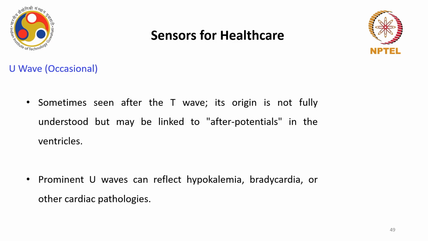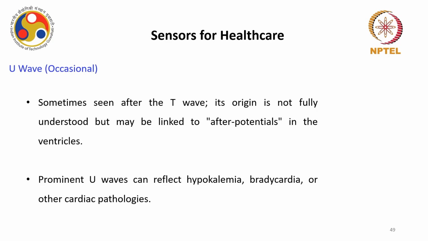Okay. Then you have the U wave, which is occasional. Okay. And sometimes it is seen after the T wave and sometimes it is mixed with the T wave. So, it is very difficult to identify. Okay. And its origin is not fully understood and can be linked to after-potentials in the ventricles.